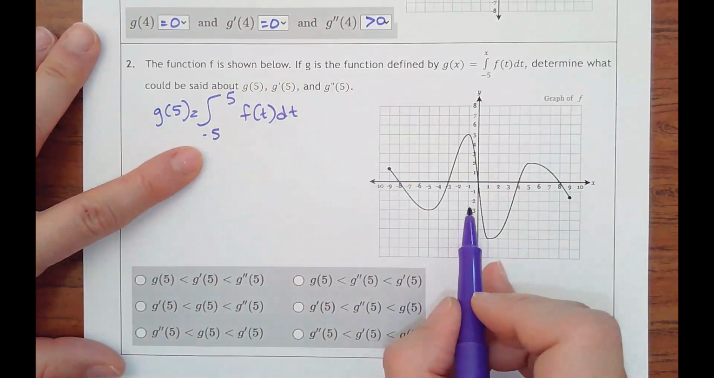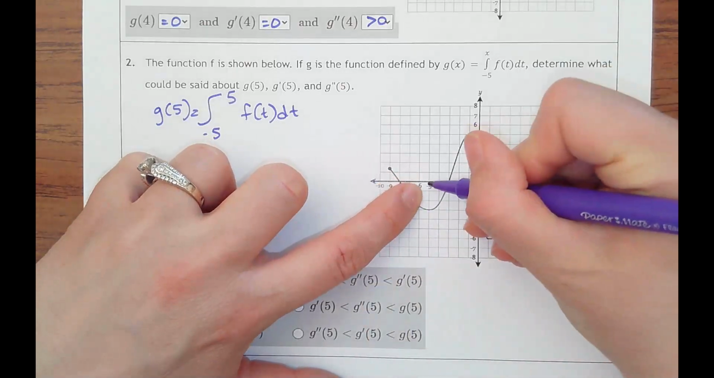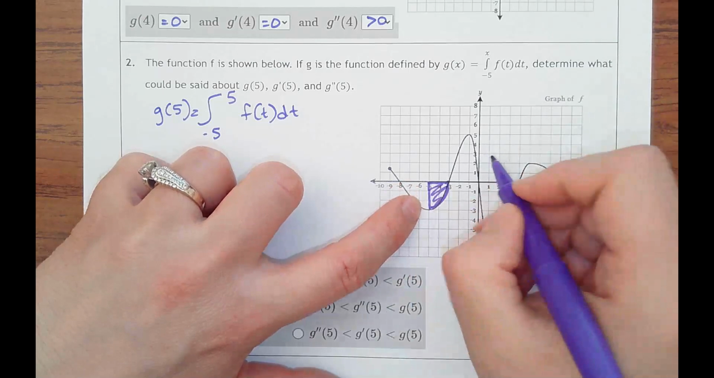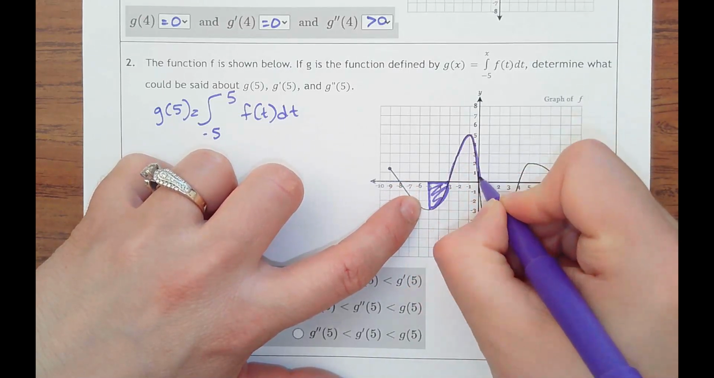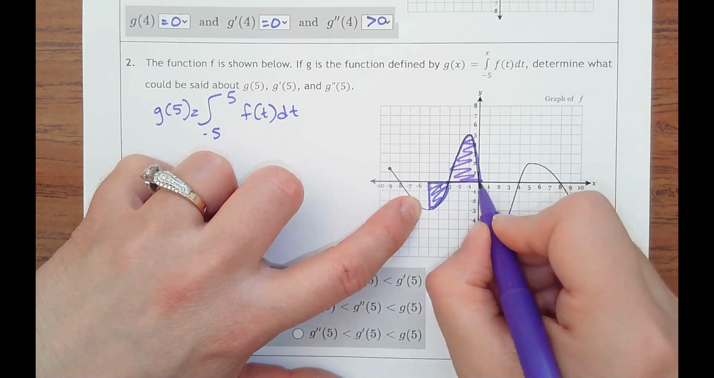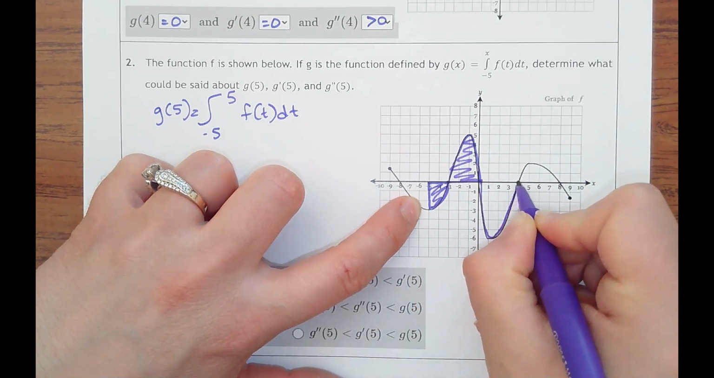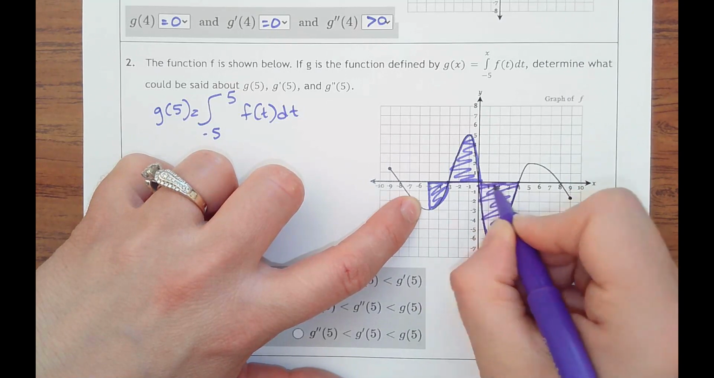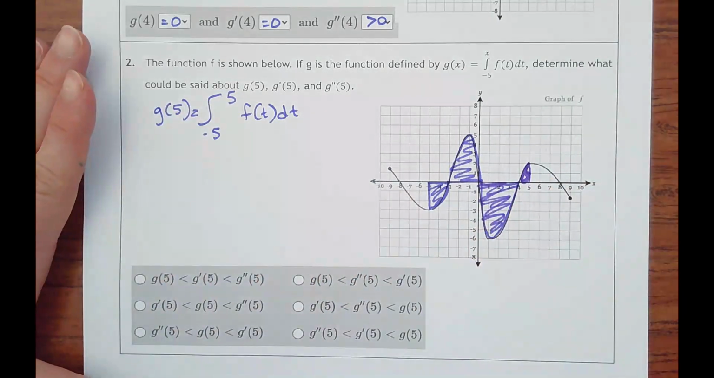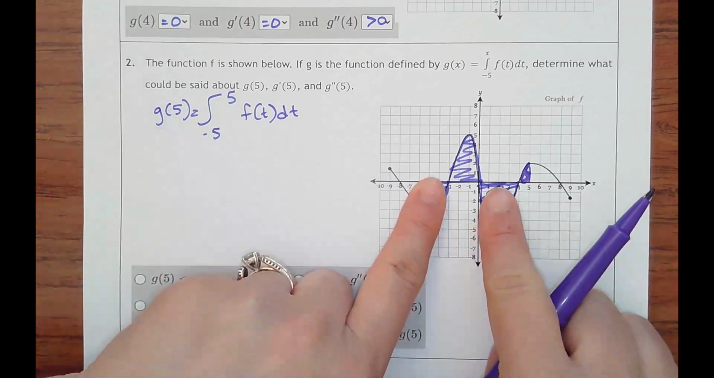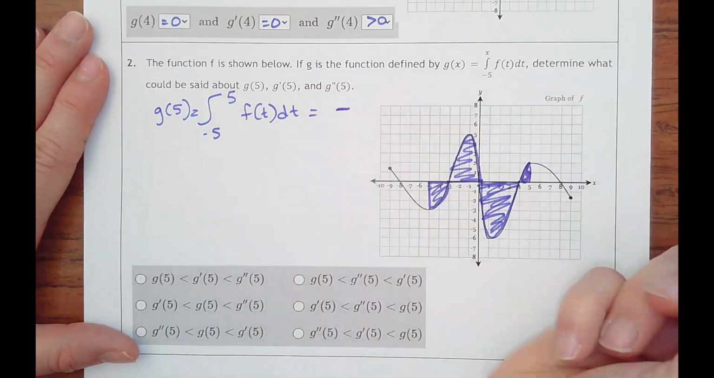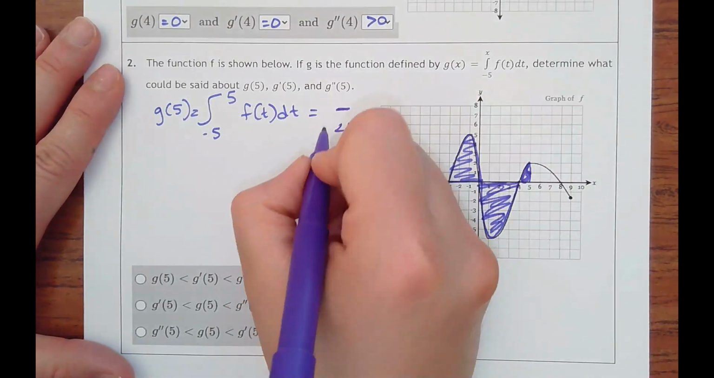So -5 here. So we'd have this area, and this area, and this little area. You're not going to have a number, but you can approximate here. Looks like I have way more negative area than I have positive. So I would say that this is going to be a negative value, or less than 0.